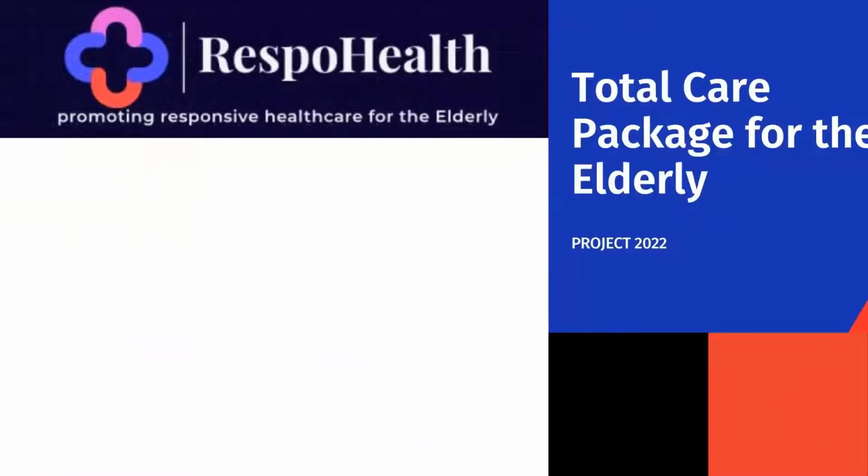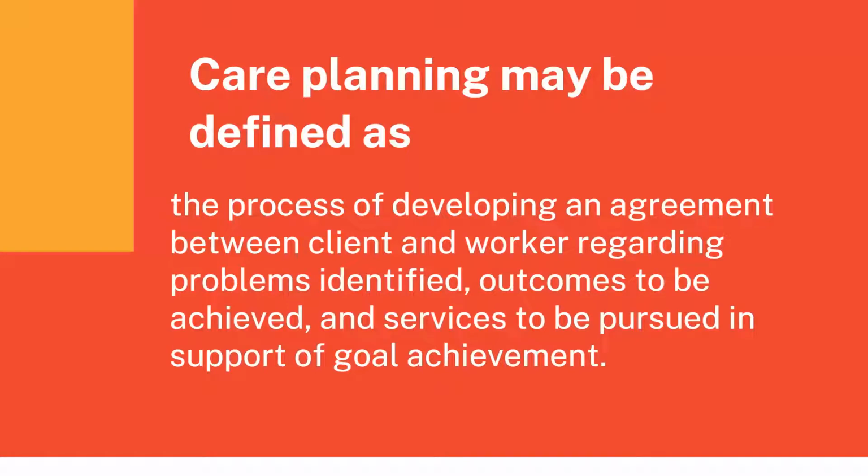So what is the care plan about? Care planning is defined as the process of developing an agreement between the client and the healthcare worker regarding the problems identified, the outcomes to be achieved, and services to be pursued in support of goal achievement. Listening to all of you, there are problems that were identified during the care need assessment. So the care plan has to be done together with the clients.